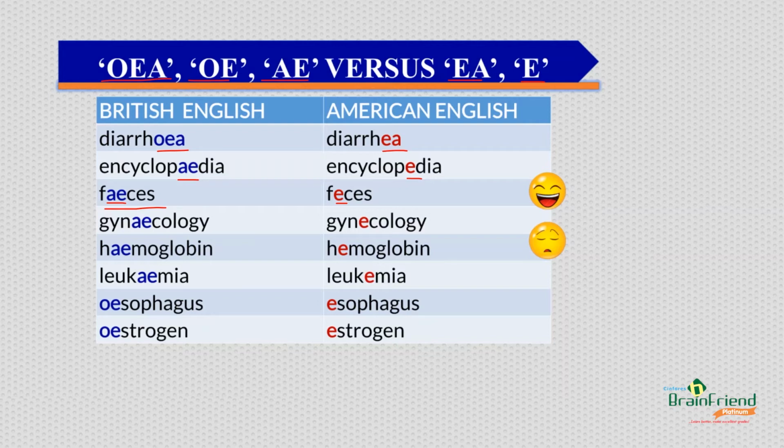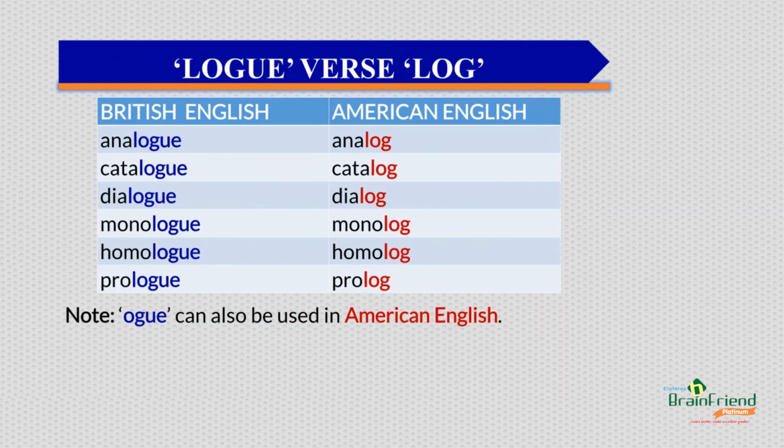We also have the word esophagus, spelled with OE for the British English, but for the American English, it is spelled with E. And we have so many others with these variations.